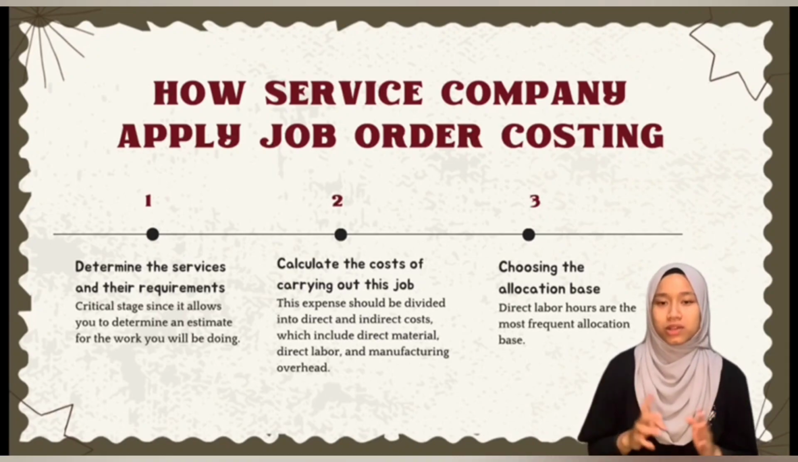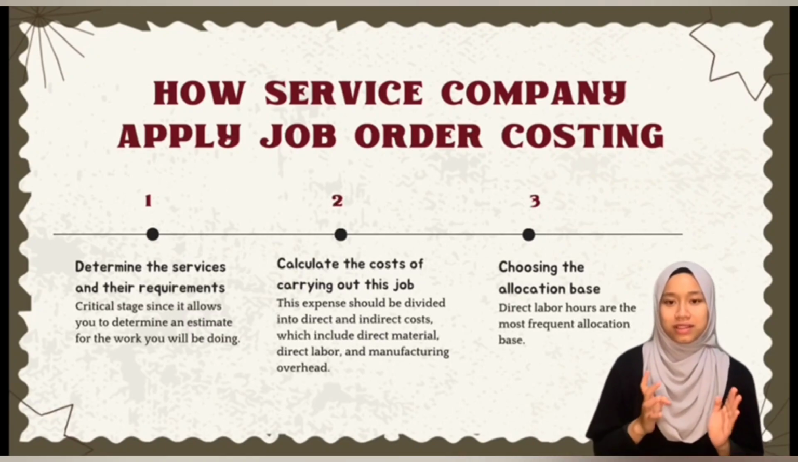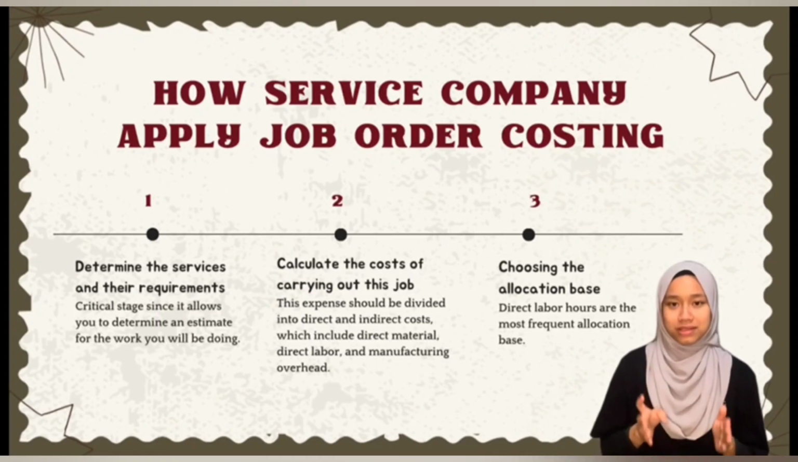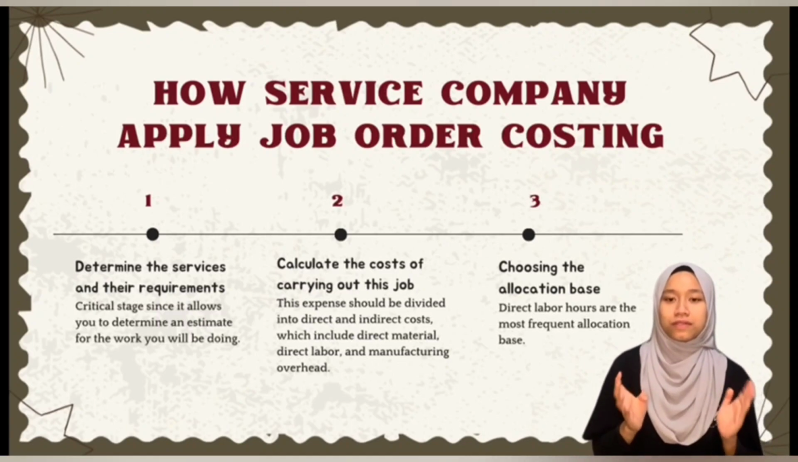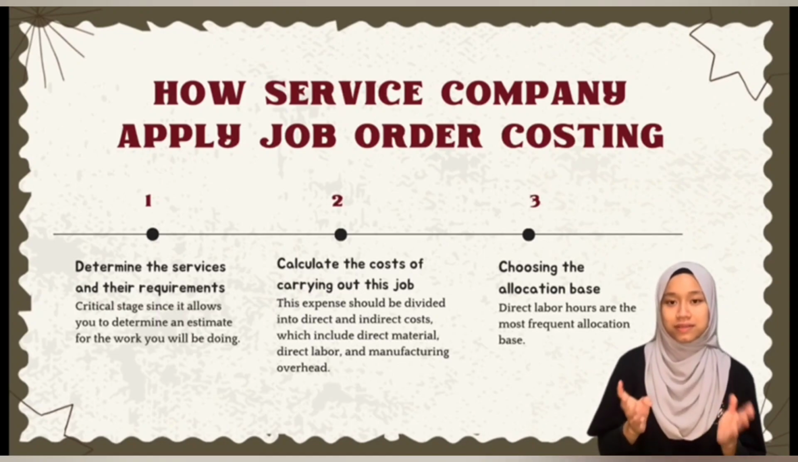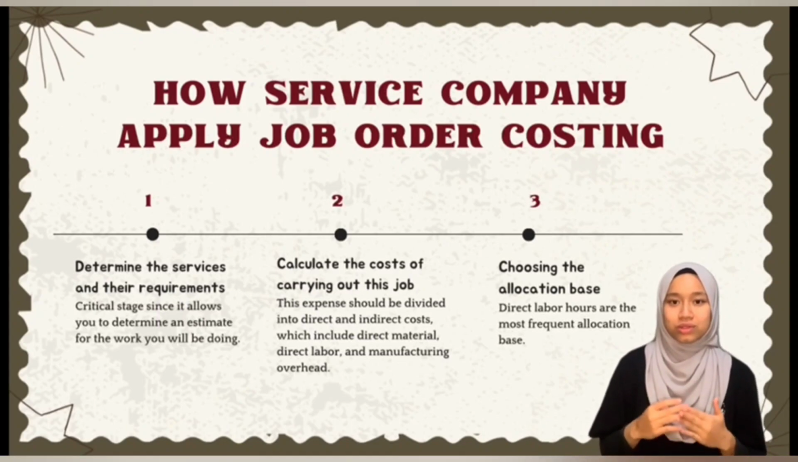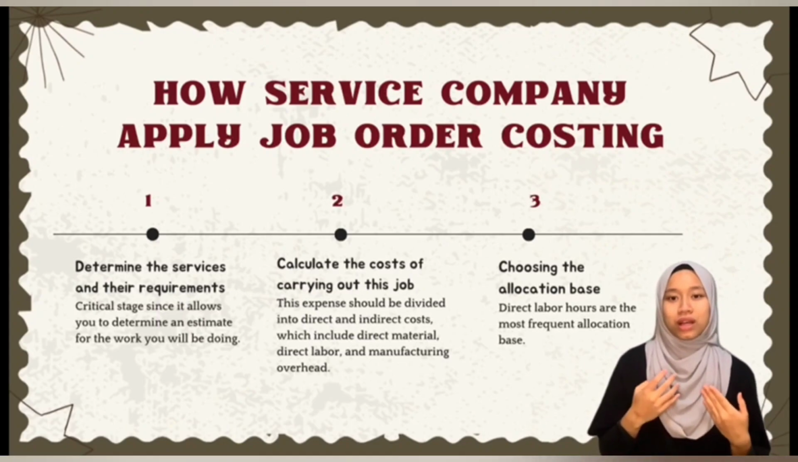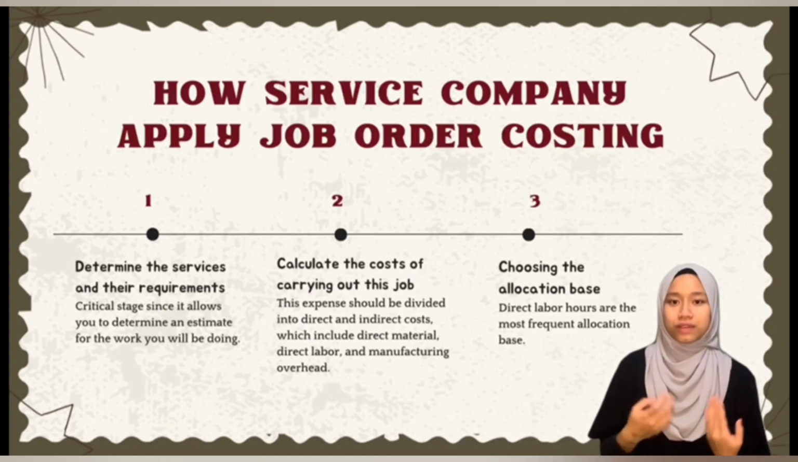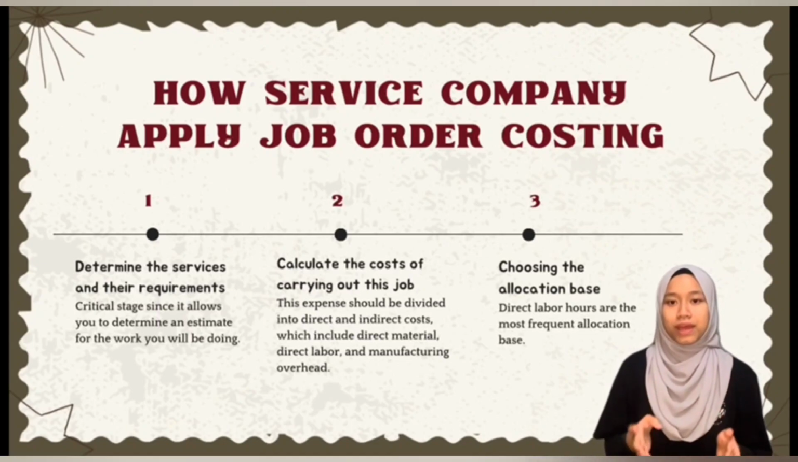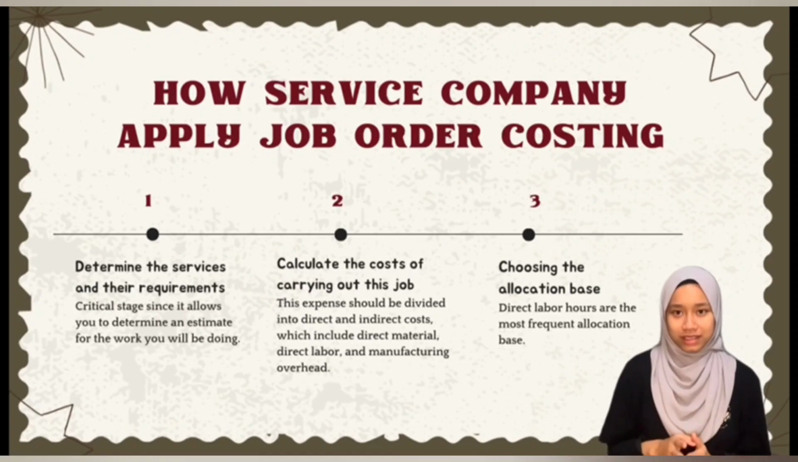Adding up all of these costs will give you an idea of the total cost you will incur when completing this action for your client. Next, choosing the allocation base. Direct labor hours are the most frequent allocation base because overhead is often driven by it in a service company. The service provider costs the customer for overhead expense using a predetermined overhead rate to calculate actual overhead cost incurred. We need to calculate the predetermined overhead first, then compare the actual overhead with the applied overhead.